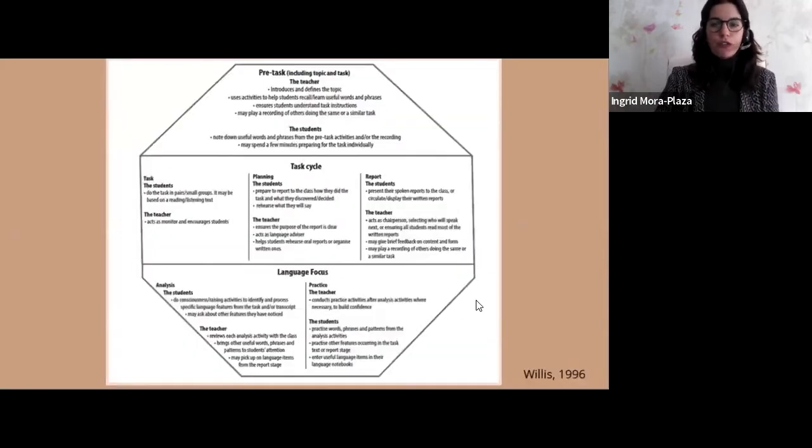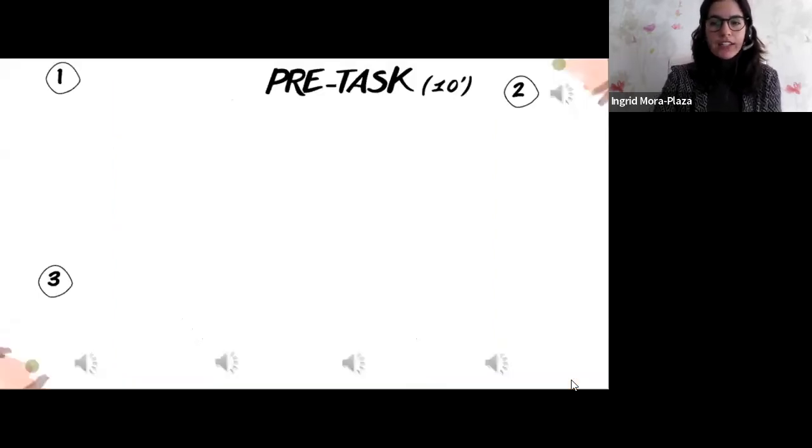So learners perform, as I said, 20 dyadic problem-solving tasks, which were always preceded by a pre-task and followed by a post-task or language focus, following this Willis model in 1996. So pre-tasks were used basically to activate topic-related words and phrases, expose them to a model of conversation, and also to prepare them for the task cycle.